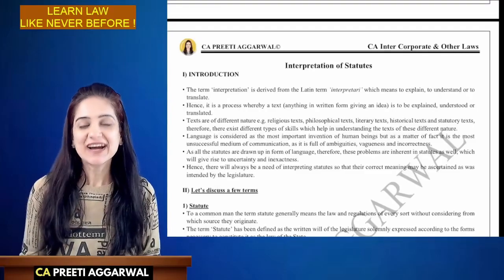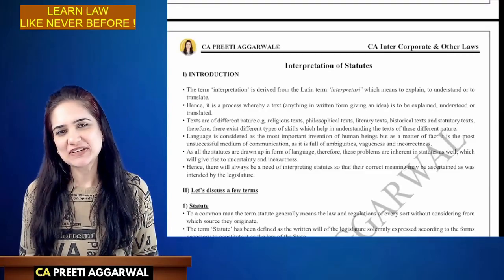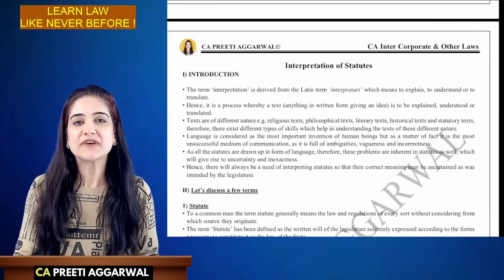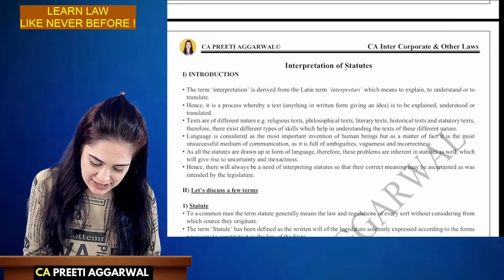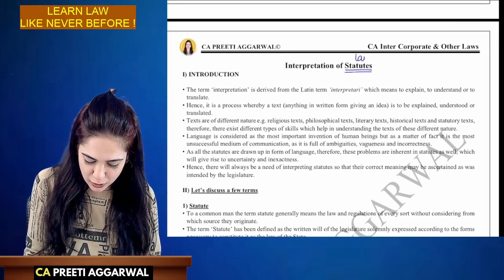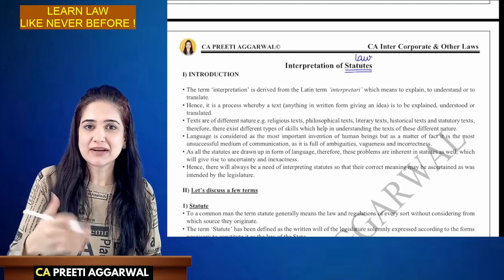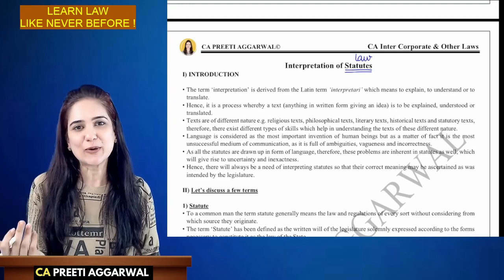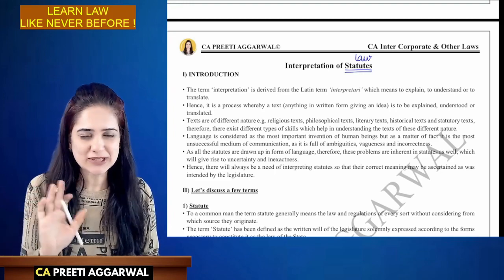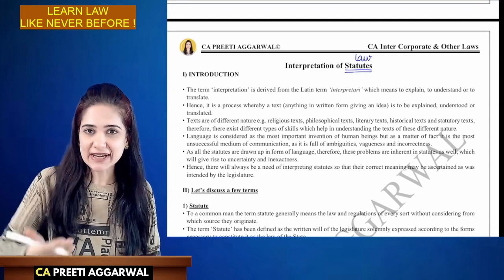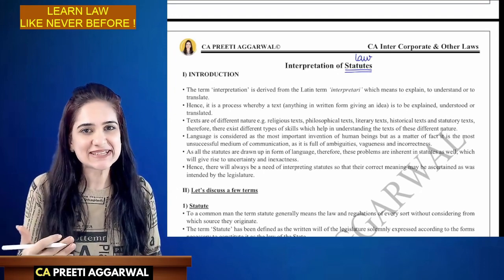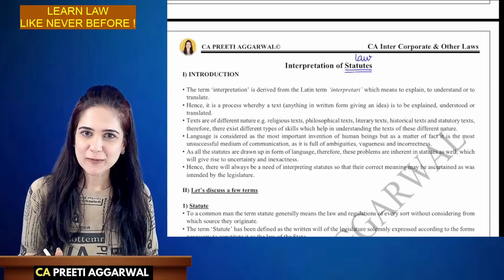Hello everyone. Let us discuss one very interesting chapter, Interpretation of Statutes. The word statute means law. So we are going to understand how to interpret law. This is not any act. It's not an act, but these are guidelines. They will help us to understand the language of law.